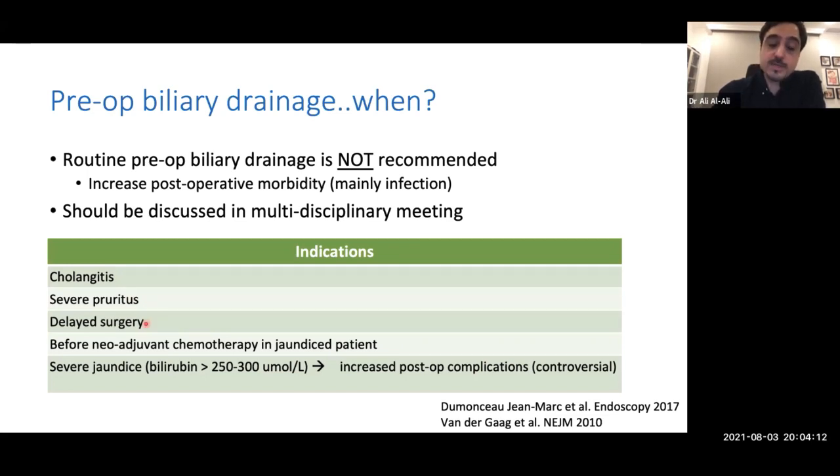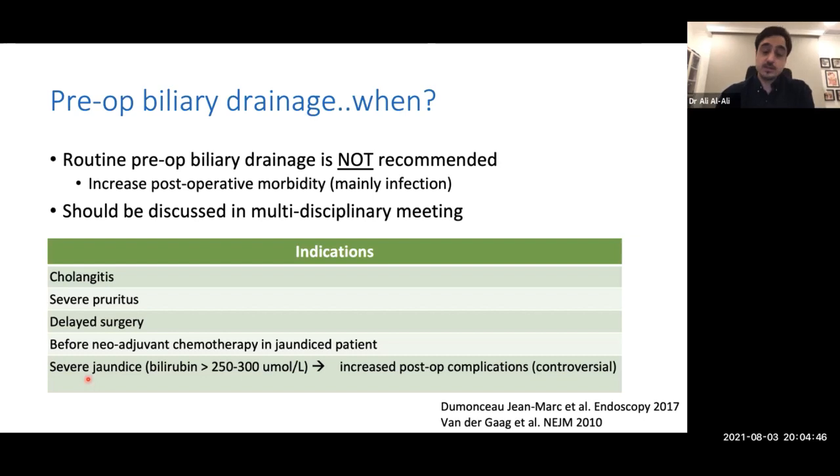If you think there will be a delay in the surgery of more than 3 to 4 weeks, and the patient is jaundiced, there's some recommendation that these patients should undergo ERCP with biliary drainage. And obviously, if the patient has a borderline resectable tumor, they will undergo neoadjuvant chemotherapy first, and if they're jaundiced, they will require ERCP with stent placement, since many of the chemotherapeutic agents used are metabolized and excreted by the liver.